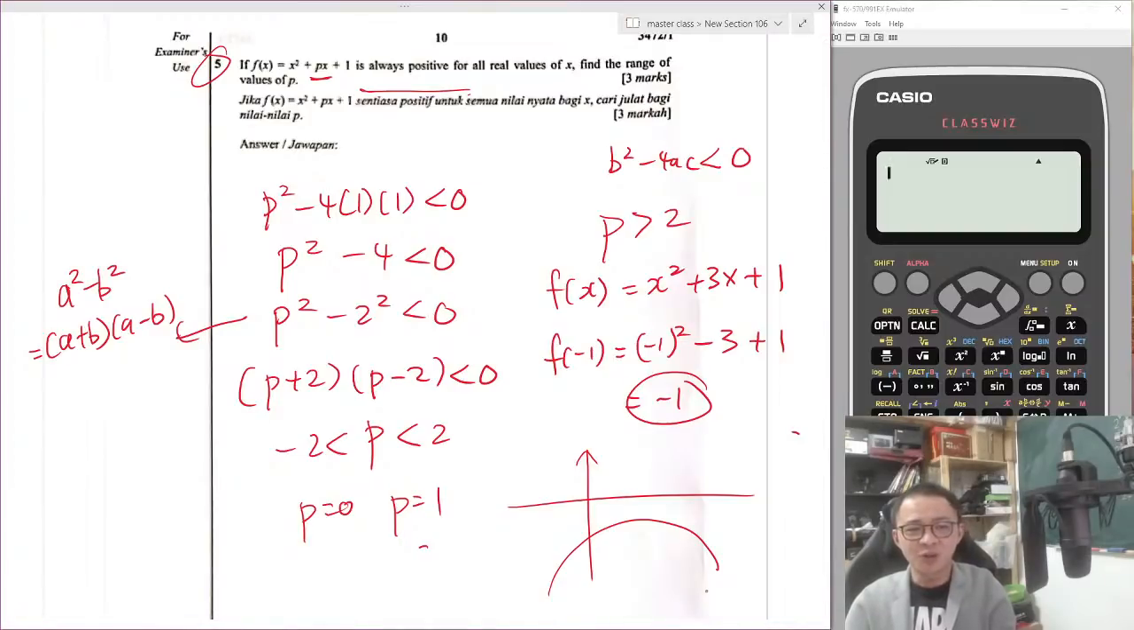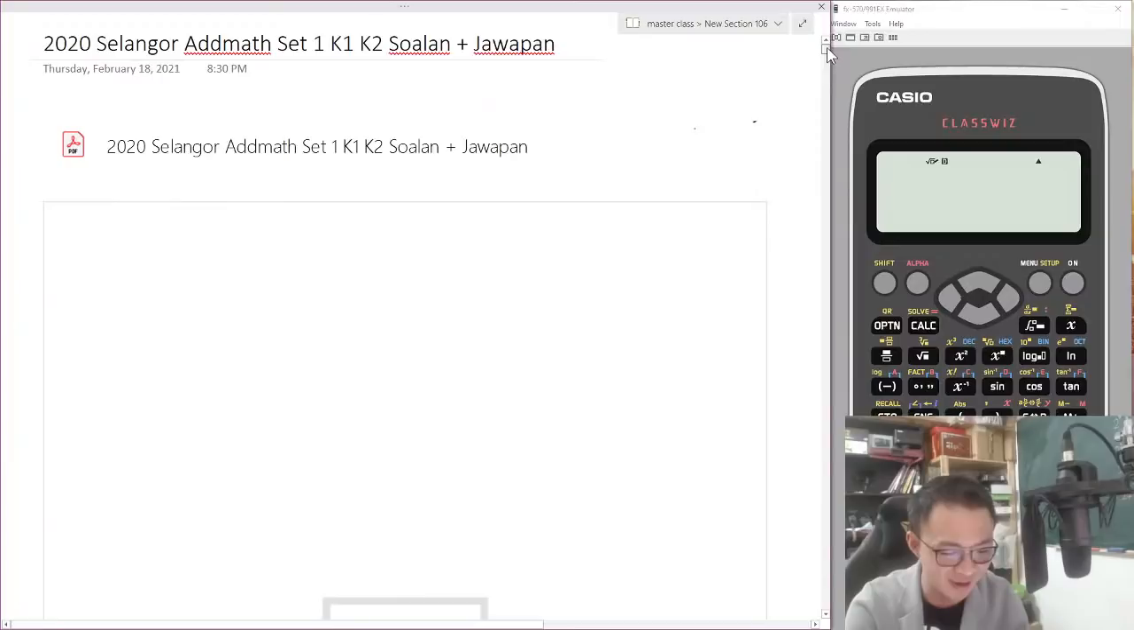So the file doesn't have the Selangor paper. I don't know what you are talking about. What do you mean the file doesn't have the Selangor paper? I'm not sure which set it is. I just got it online. Let me check for it.